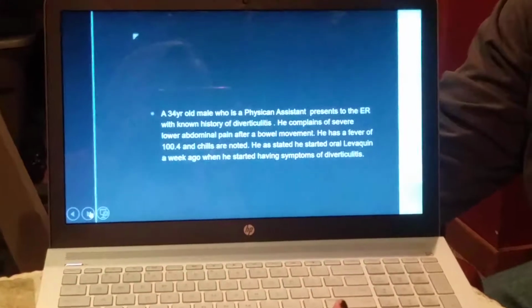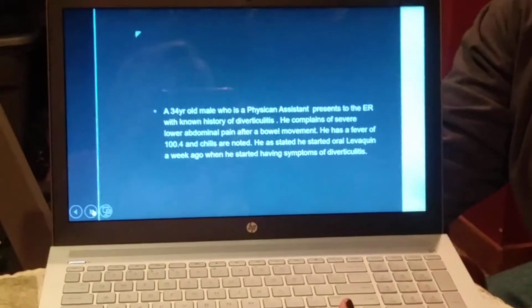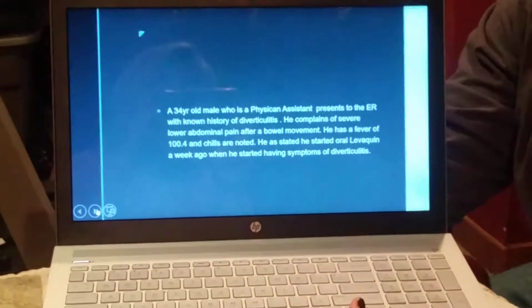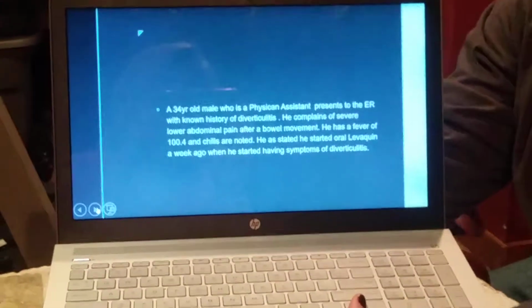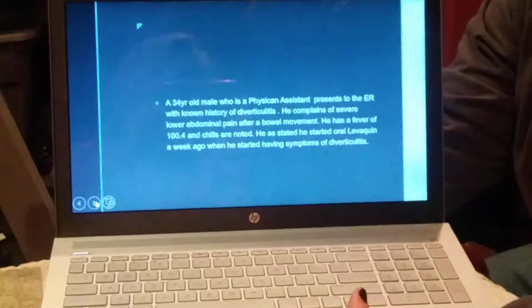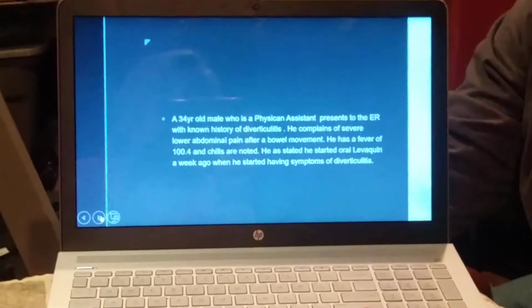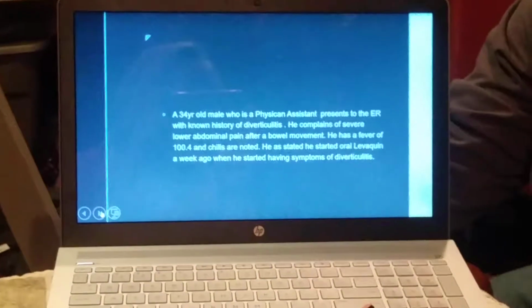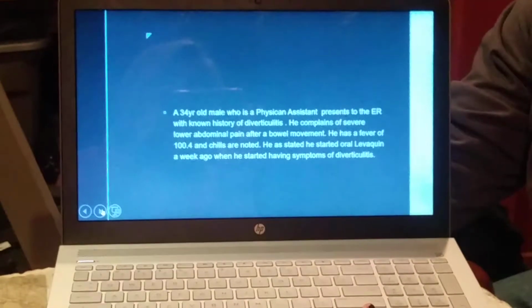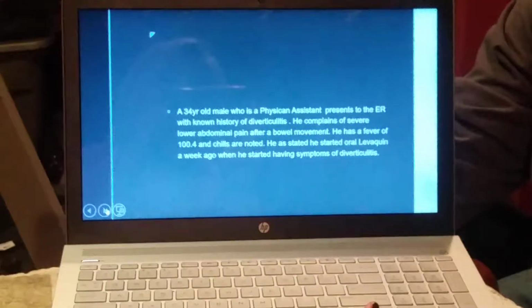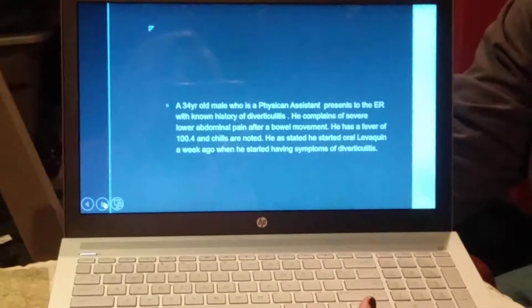So we have a 34-year-old male who is a physician's assistant come into our ER complaining of severe abdominal pain, a temperature of 100.4, and complaining of fever and chills. He has previously been diagnosed with diverticulosis and started Levaquin the week before, thinking that was what was coming about.